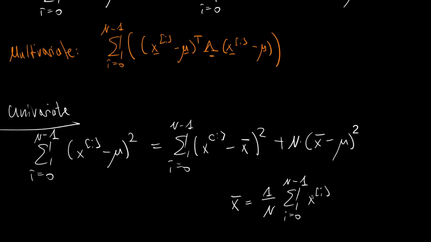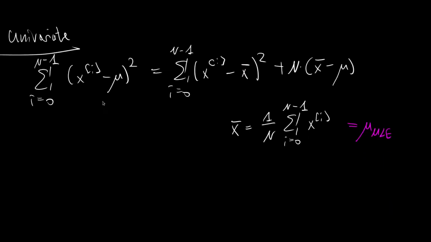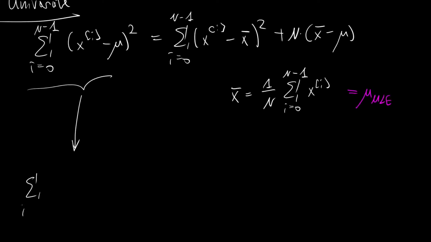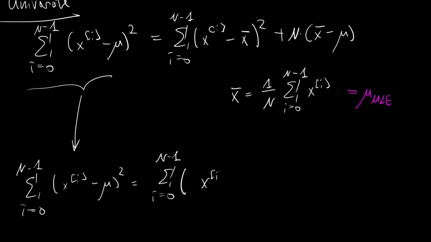And if you watch the video on the maximum likelihood estimate for the normal or Gaussian distribution, this is nothing else than the MLE estimate for the mu. Okay, let us start with this equation, and first let us expand the square of the bracket. So we get the summation from i=0 to capital N-1 over the xi minus the mu in brackets squared is the summation from i=0 to capital N-1 over first xi squared minus 2 xi mu plus mu squared.